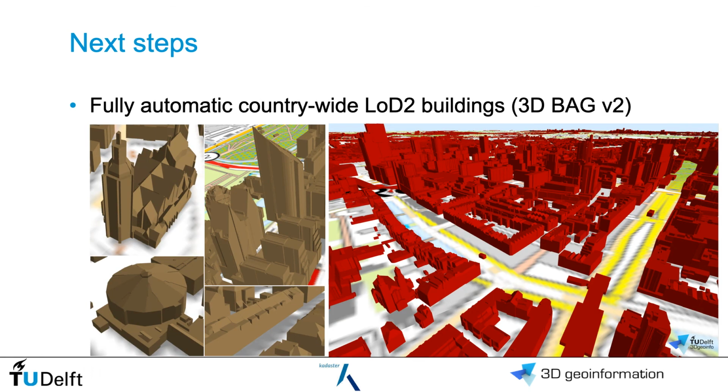And independently from this project, our research group is working to release a national LOD2 building dataset soon as well. This will be the second version of the 3D BAG dataset that our research group maintains as open data, to be released in the coming months.